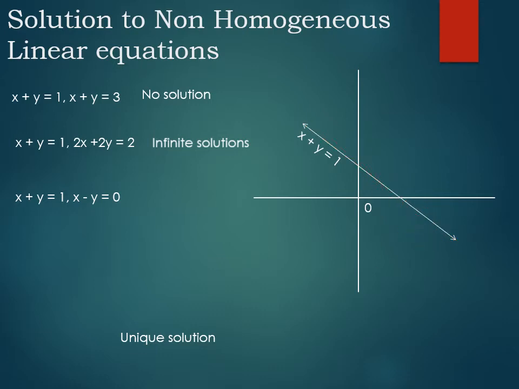In the third case, where x plus y equal to 1 and another line is x minus y equal to 0, it is the line x equal to y passing through origin. Here slopes of both the lines are different, but the lines intersect in one point, so it has one solution which is called as unique solution. So the system is consistent here with unique solution. So in this way, graphically we can see how the lines or how the non-homogeneous linear equations behave.